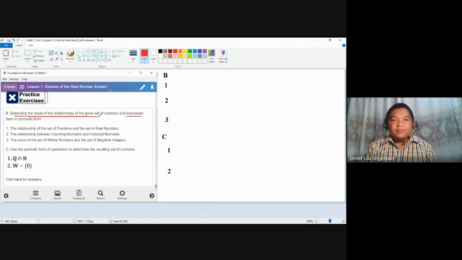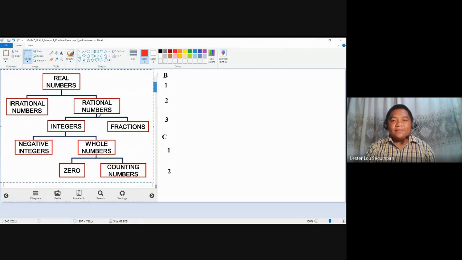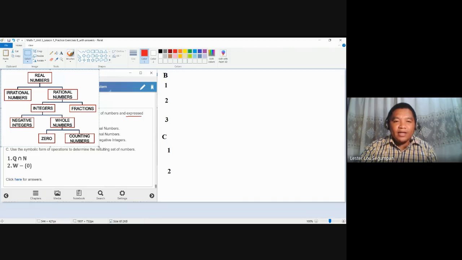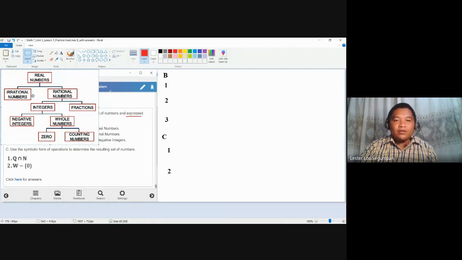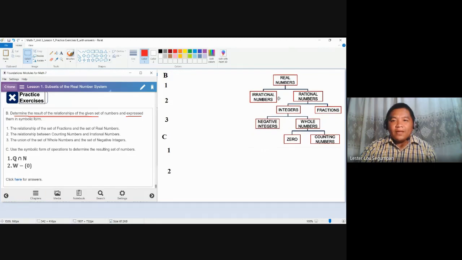We all know that the real numbers is the one big family wherein all of the sets of numbers belong. We actually have different diagrams to represent the relationships of the subsets of the real number system, but let me use this. This is the real number tree, which may be found on the internet or in other references. I would like to use this for reference. The set of fractions is located here. The set of real numbers is located at the top because that's the biggest.